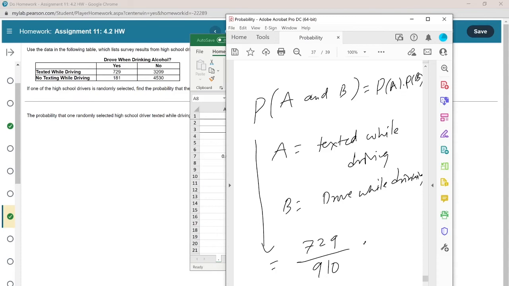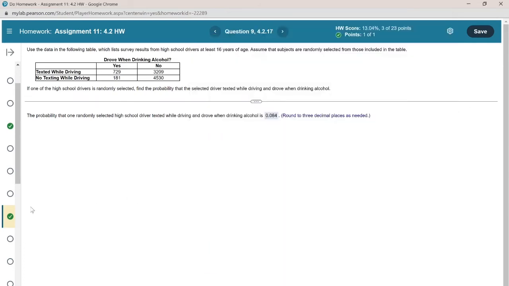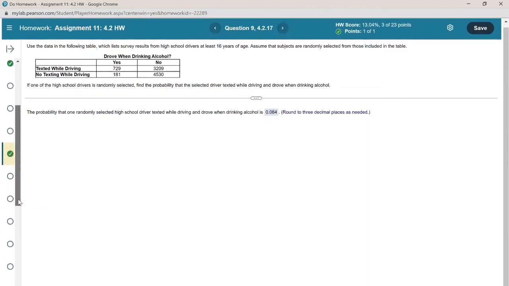Times the probability of B, which is drove while drinking. So it's 910 out of 8,649. There are 910 students from the first column who drove after drinking, and altogether there are 8,649 students. Out of 8,649 students, 910 said yes, we did drive after drinking. So this is the probability for B. If you do this calculation, you can cancel the 910s, and eventually this gives you the same answer. Okay, let's go to the next problem.